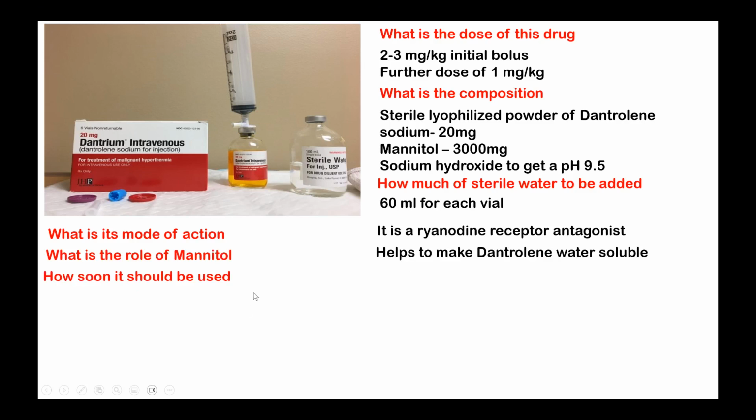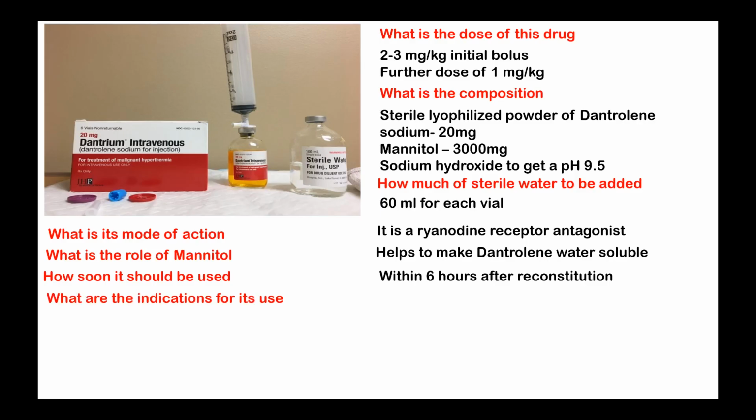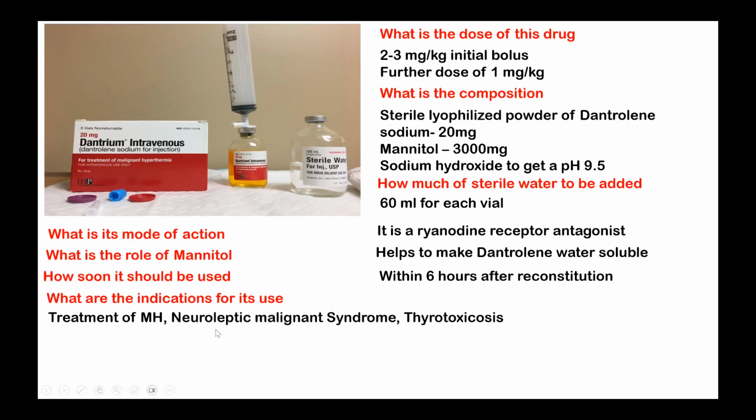How soon should it be used after the reconstitution? Within 6 hours. Okay. What are the indications for its use? Malignant hyperthermia. Only malignant hyperthermia. Other indications? Rhabdomyolysis, muscle spasm conditions, spasticity. It is also used in neuroleptic malignant syndrome and thyrotoxic crisis.